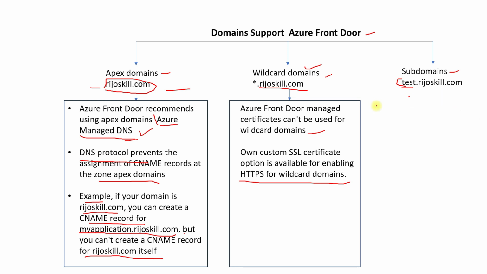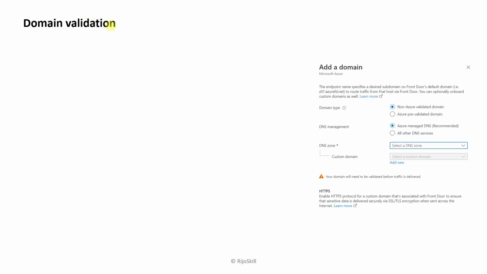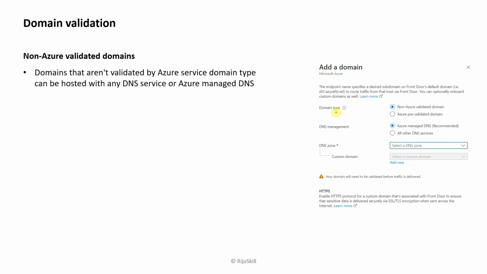So now you understand which domains are supported by Azure Front Door: Apex domain, wildcard domain and subdomain. Now we go to domain validation. What is domain validation? When you add your custom domain, Azure provides options: non-Azure validated domain and Azure pre-validated domain. A non-Azure validated domain is a domain not validated by an Azure service. This domain type can be hosted with any DNS service, including Azure managed DNS, because that domain is not used by an Azure service.